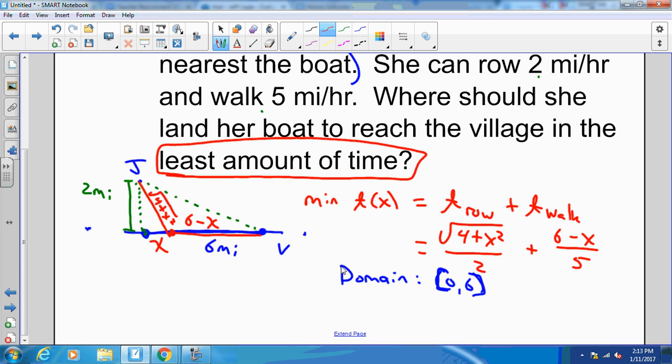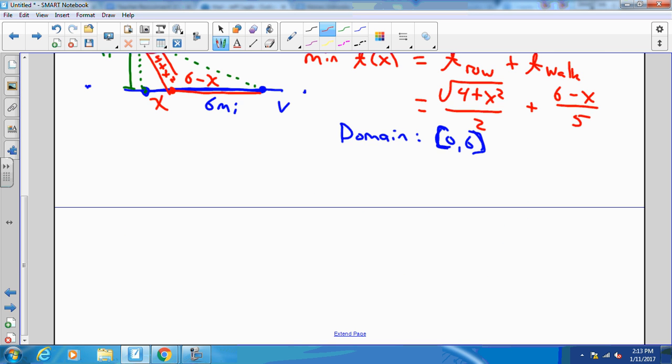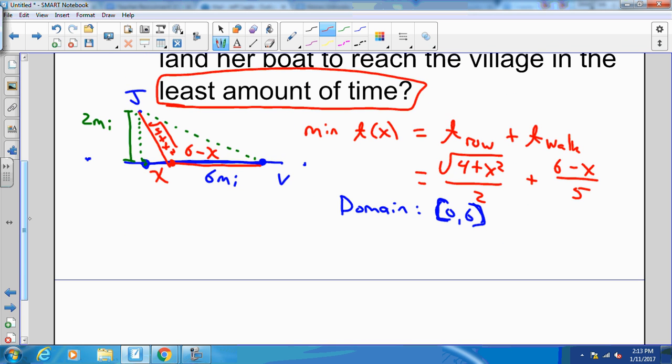So we want to consider now critical points, and then based on the critical points, we can make a choice if we want to do the critical point endpoint method, or if we want to do the argument from the sign of t prime method.